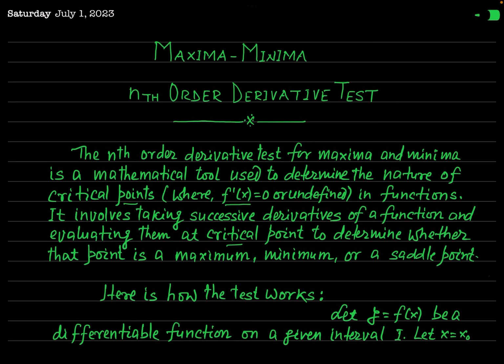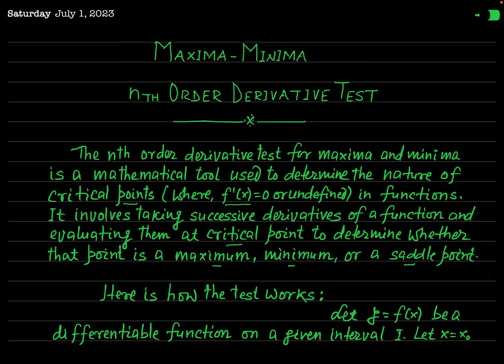And by evaluating the value at the critical point, we will be able to know that at the critical point our function is either a maximum or a minimum, or it is a saddle point. When you say that it is a saddle point, that means the function at that critical point is neither maximum nor minimum. Now let us learn how this process actually works.